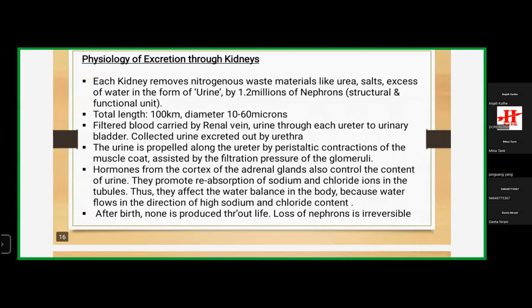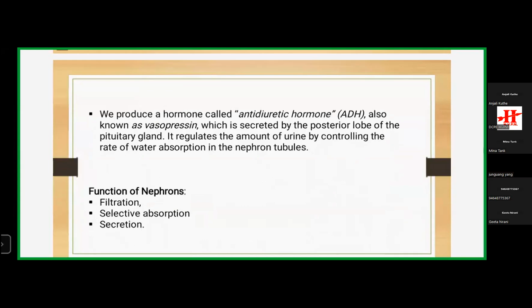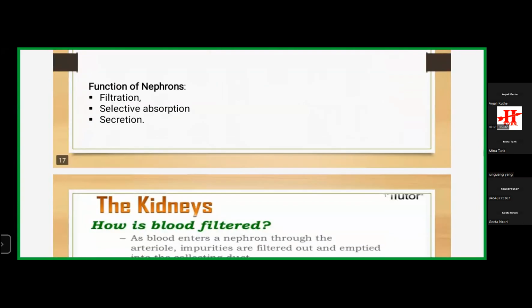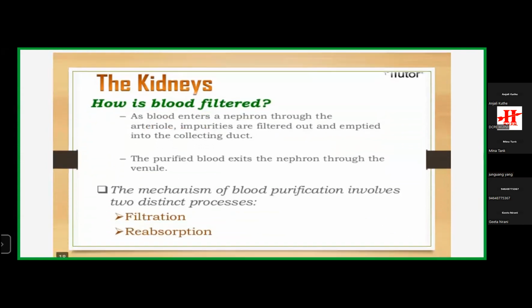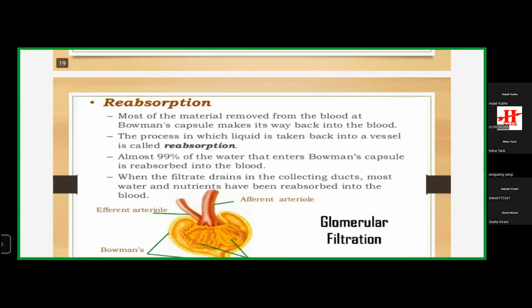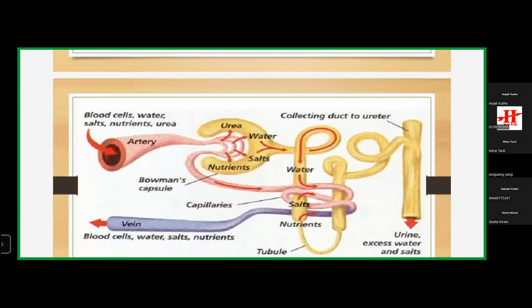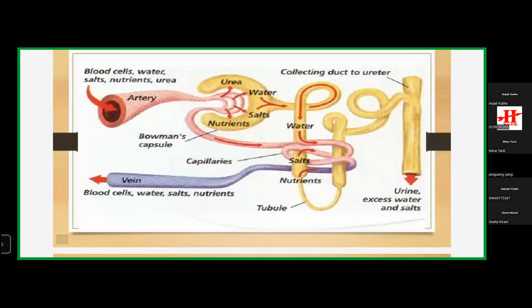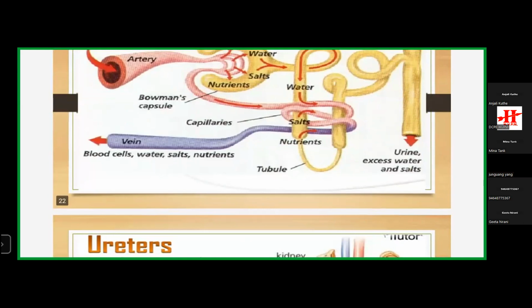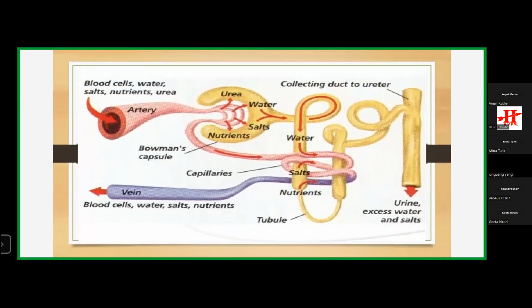So we will not go so deep about how the process takes place, but important functions one must know: filtration takes place, selective absorption, and secretion. These three processes occur here, filtration of blood, and lastly the urine is formed. We will not go so deep into how the process takes place. This is the exact structure of the nephron. Now, importantly, the main functions of the kidney.